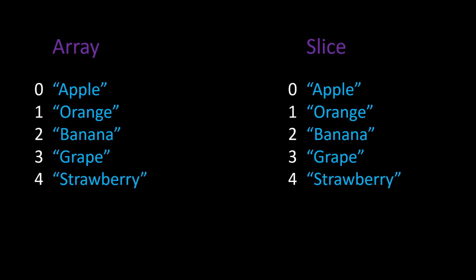So Go, like other languages, uses what's called a zero-based index. The first item is always 0, and that really refers to the position of the item. So we always start at 0, and we work our way up from there. And this applies to both arrays and slices.